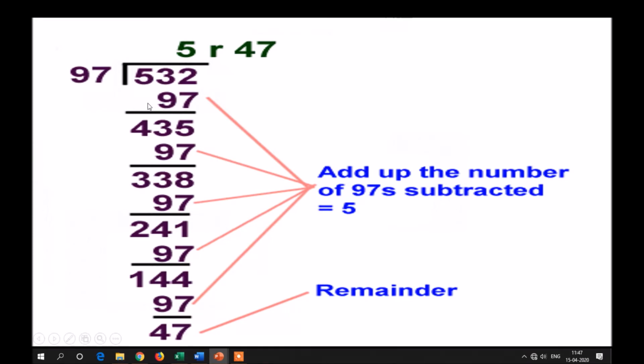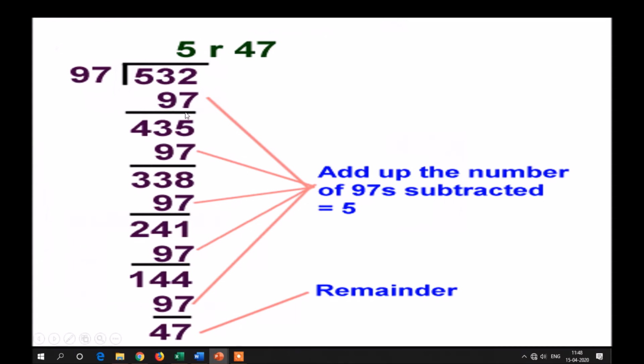First we will subtract 97, the answer is 435. Again we will subtract 97, then the answer is 338. Again we will subtract 97, then the answer is 241. Again we will subtract 97, the answer is 144. Again we will subtract 97, so the answer is 47. Now we will not subtract 97 because 97 is more than 47. So we can't subtract 97 from 47.